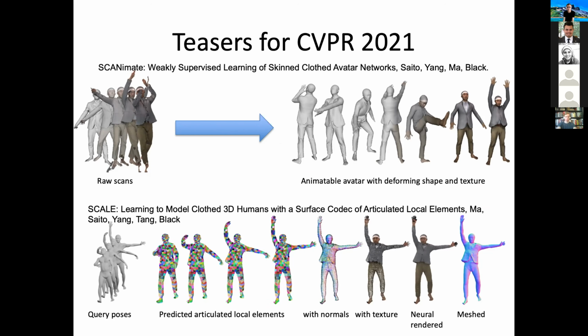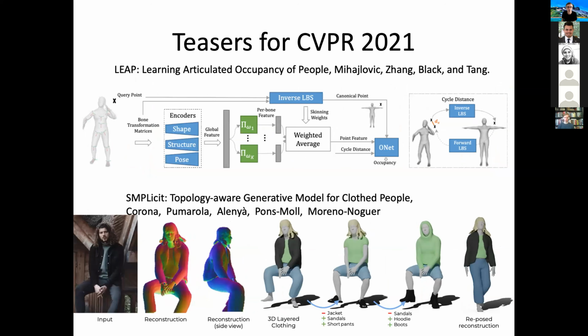SCANimate and SCALE are representing bodies and clothing. Both of them exploit SMPL, and the posing of these models is all based on SMPL. It's very common in the field right now to use SMPL as a backbone for implicit surface modeling. Also, the paper LEAP is basically an implicit version of SMPL based on occupancy. It works really nicely, and it can be extended to other things.